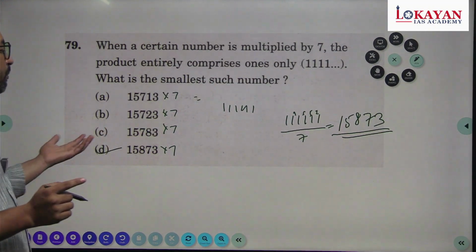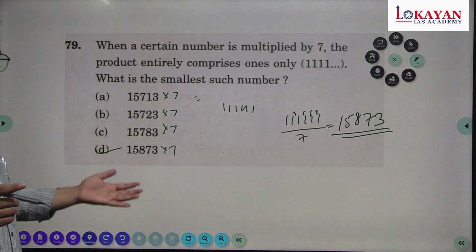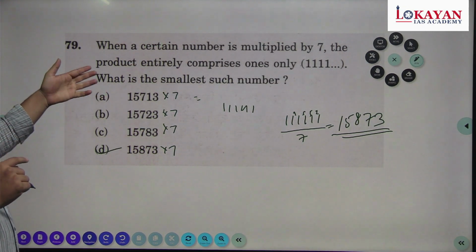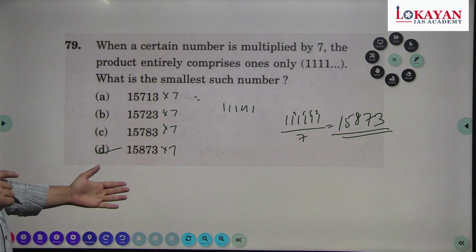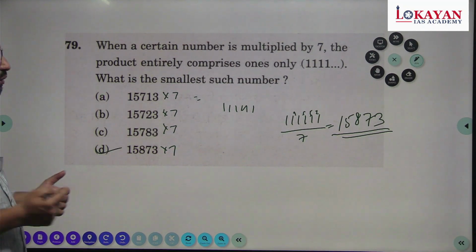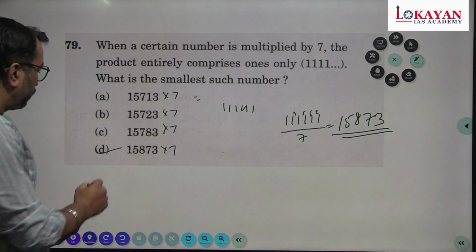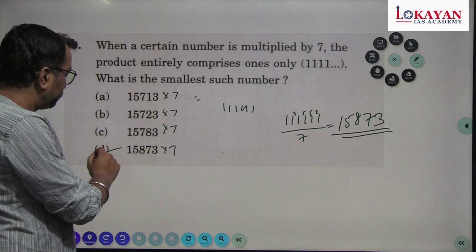So instead of multiplying all the 4 options, if you have started with option A, then you have to multiply all these options to get the correct answer. But if you divide these 1111, you will get your answer instantly. So option D is correct.